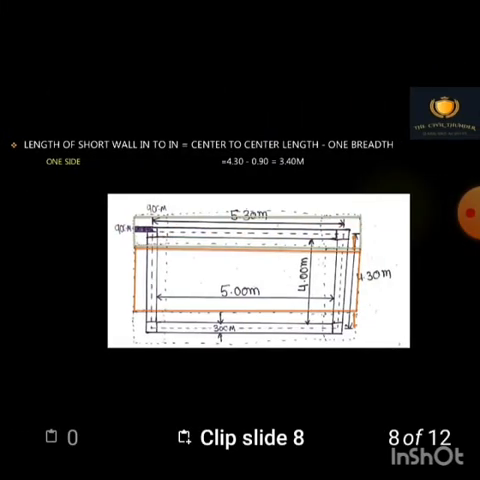Now the in to in length of the short wall for foundation work. First of all, we have done excavation work. Now we are going to perform the foundation work. The values will be same for both excavation and foundation. So we don't have to calculate again.